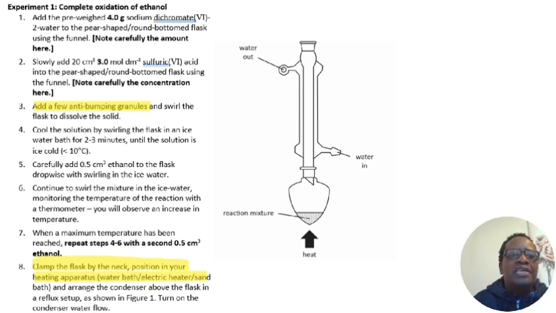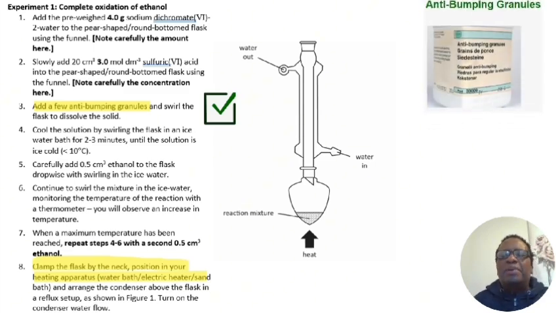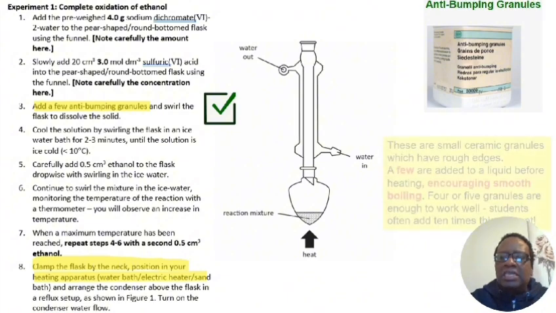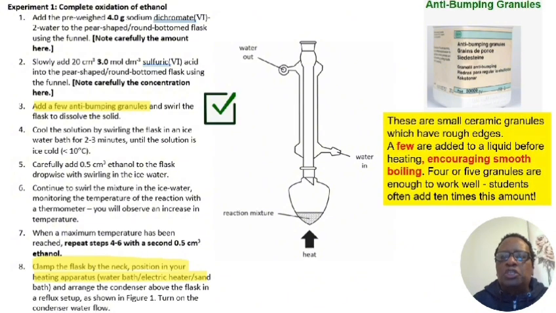On point 3, it says add a few anti-bumping granules. That's the one that I want to talk about first. Some students did not know the purpose of anti-bumping granules. We explained that they encourage smooth boiling. The boiling is not vigorous. However, some students wanted to put more granules. 4 or 5 would be enough.